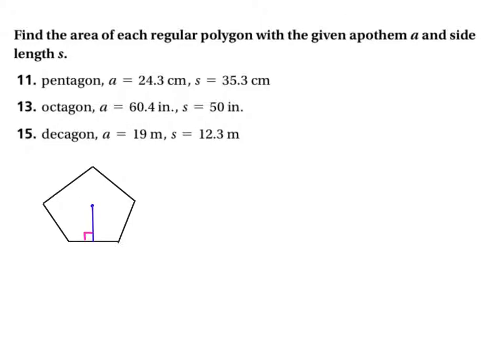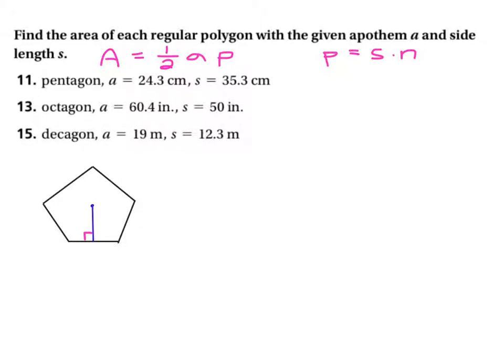So I sketched this first one out for the pentagon, but really we don't need a sketch for this. What we need is the formula for the area of a regular polygon, which is that the area is equal to 1/2 the apothem times the perimeter. What do they give us for perimeter? Well, we should say A times P, where perimeter equals the side length times the number of sides. Okay, so we'll do that for each one.